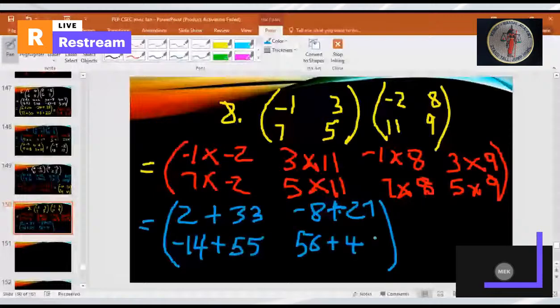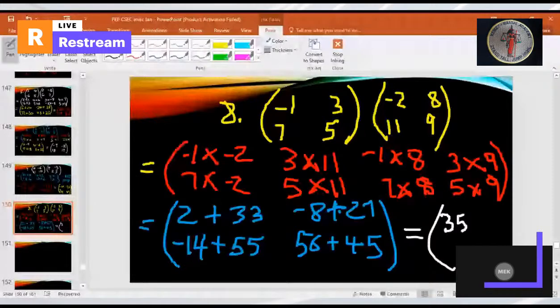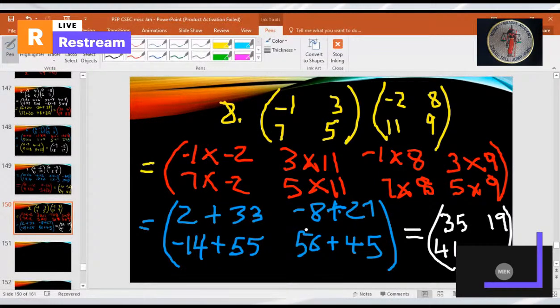And finally, now we combine these answers. So we have 2 plus 33, that's 35. 8 plus 27, so that's positive 19. And we have plus 55, so that's 41. And 56, 45. So 6, 11, and 5 and 5, 10. So these are our answers: 35, 91, 101.